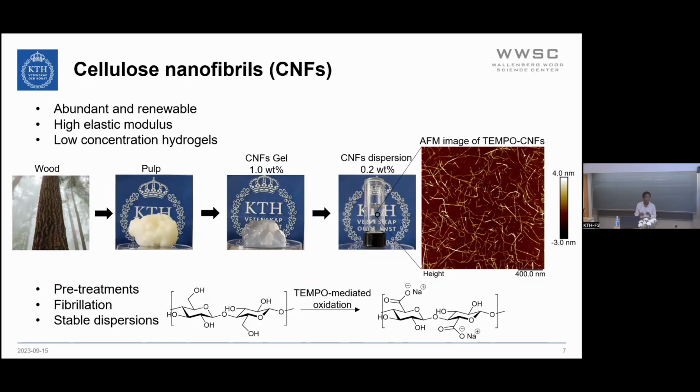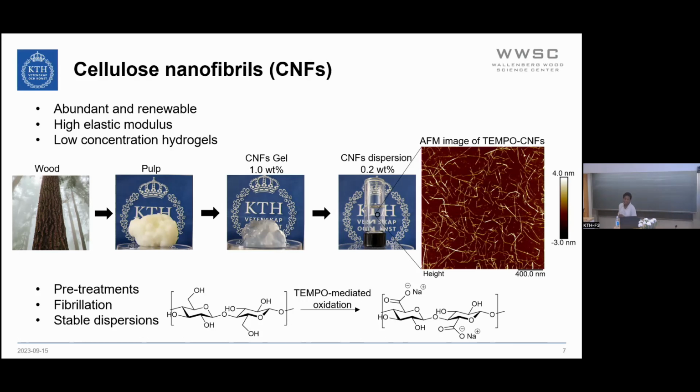Moving on to cellulose nanofibrils, which I will now refer to as CNFs. These are nanoparticles that are typically derived from wood and plants. They are abundant and renewable, but the properties that are most attractive in this project were their high elastic modulus and their ability to form hydrogels at very low concentrations.